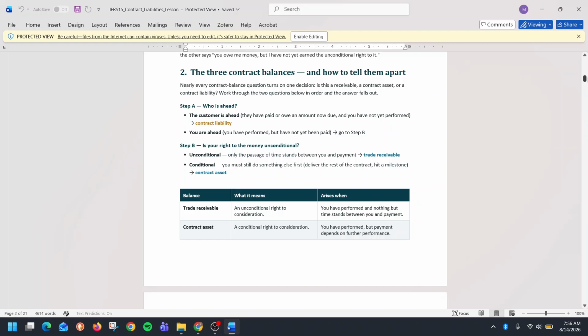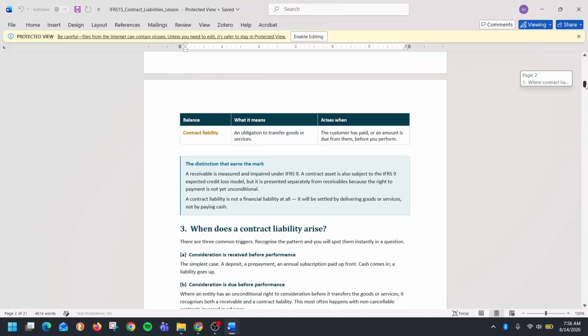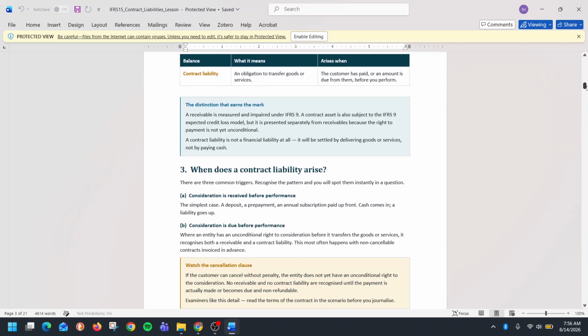But with a trade receivable, you have done everything that you are supposed to do. Now you become unconditionally entitled to your money. All you want is for them to pay you the money that you were owed. So there is a distinction that might earn you marks. A receivable is measured and impaired under IFRS 9. A contract asset is also subjected to the IFRS 9 expected credit loss model, but it is presented separately from receivables because the right to payment is not yet unconditional.